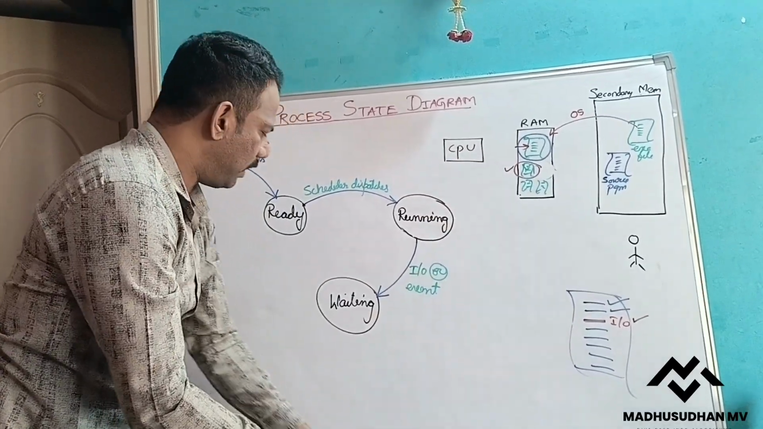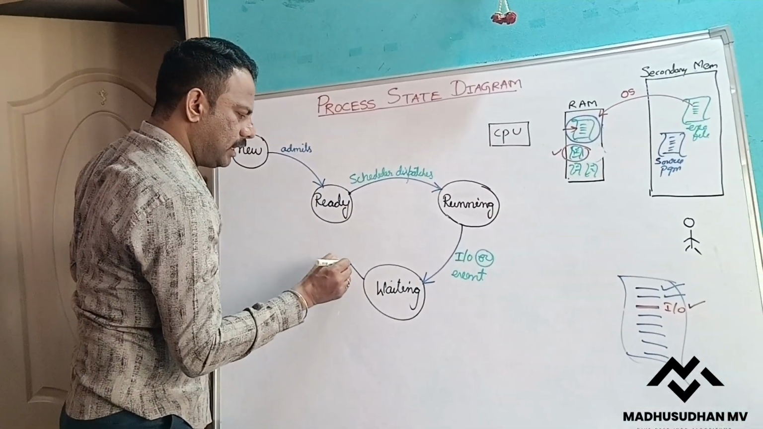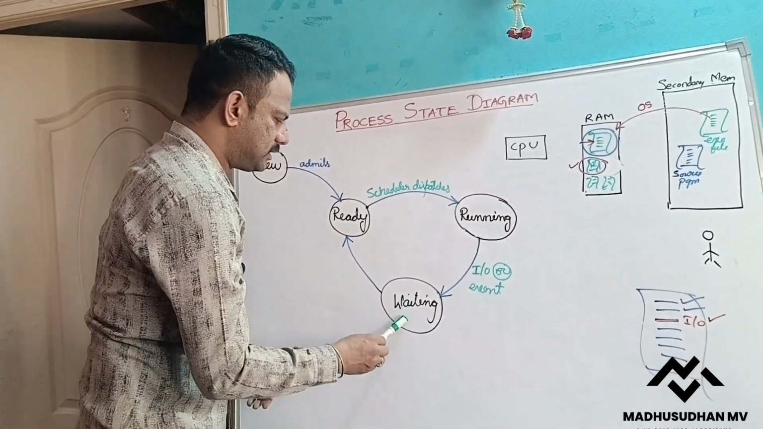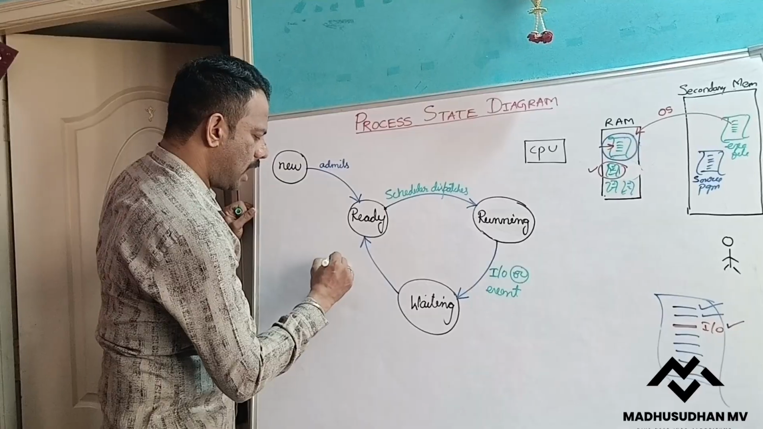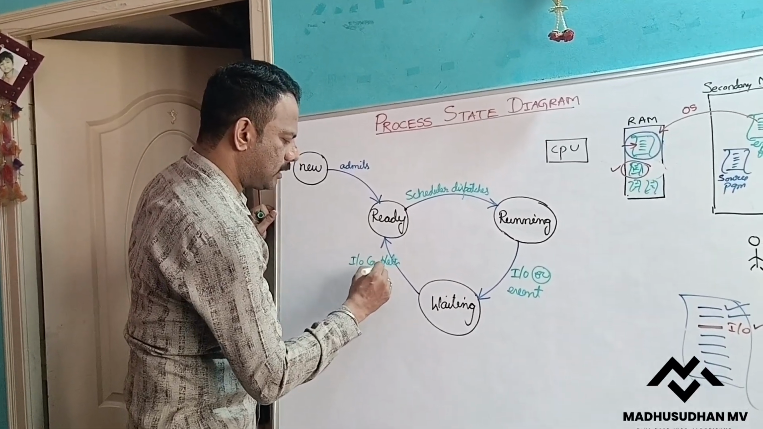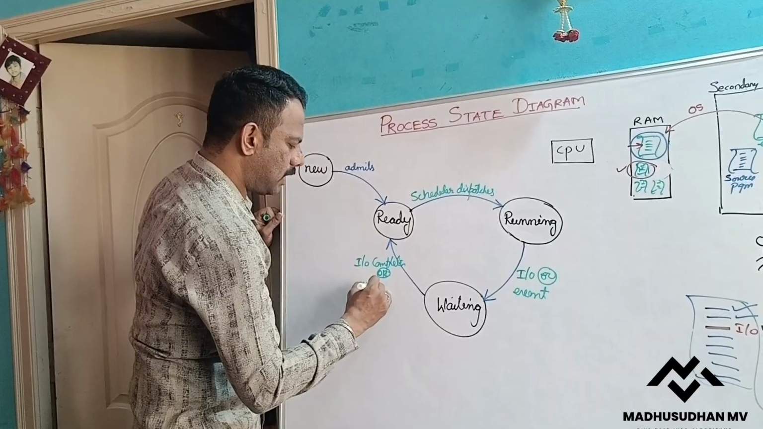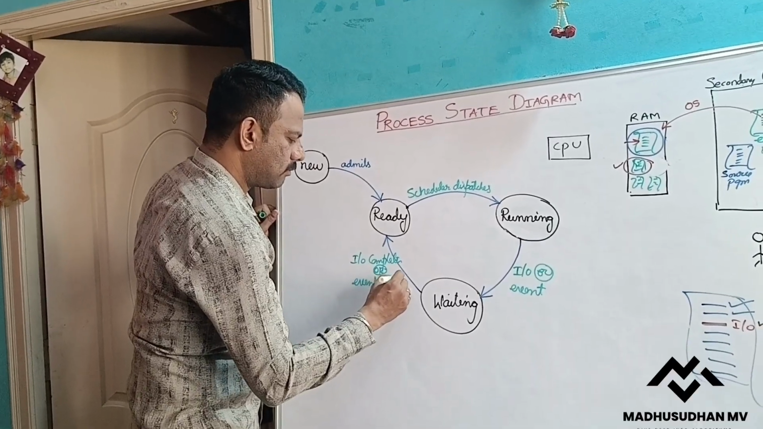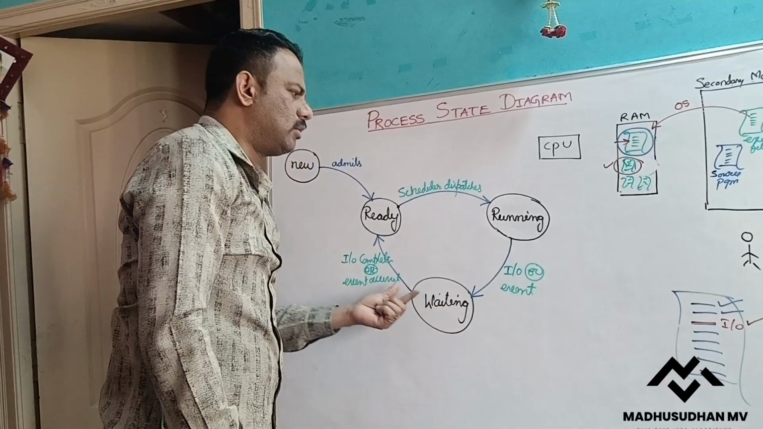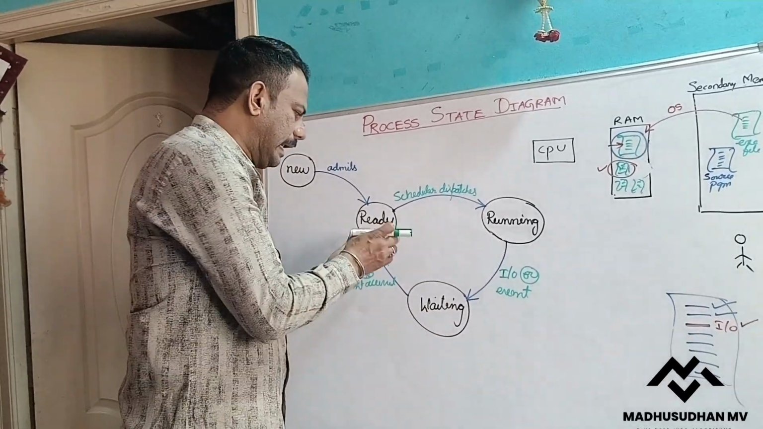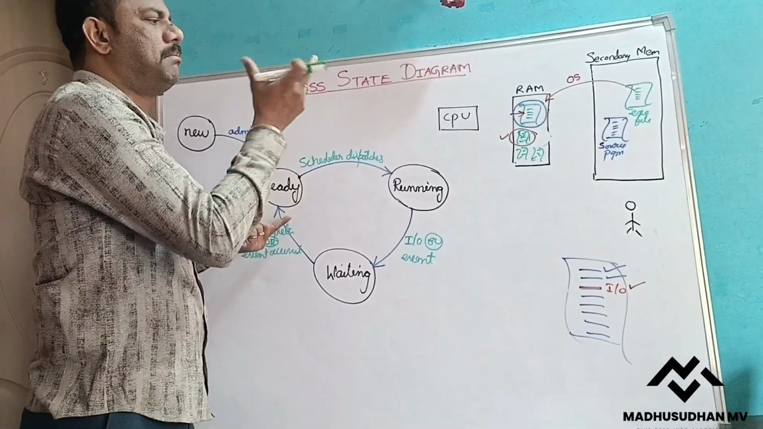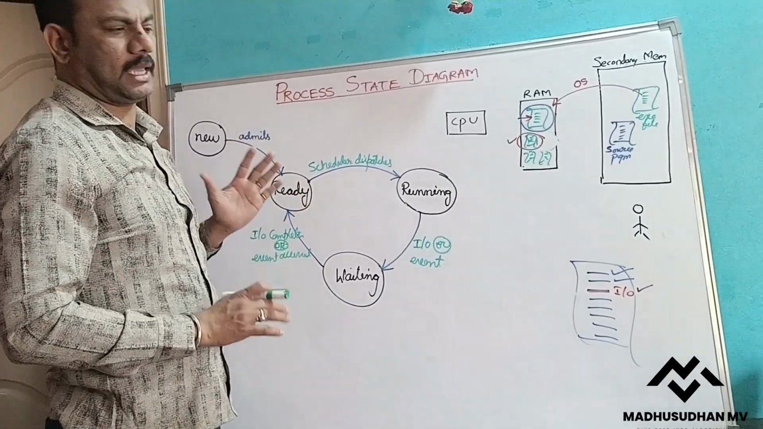So from the waiting state, it goes to what? Ready state. When will it move from the waiting state to the ready state? Whenever the IO operation completes or some event occurred. In both cases, it will go from the waiting state to the ready state. That means now my process is ready to execute again, but it requires CPU time. So it is in the ready queue again.